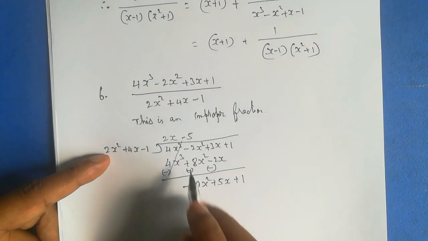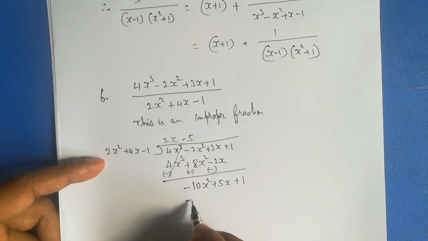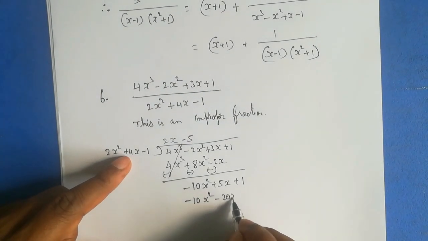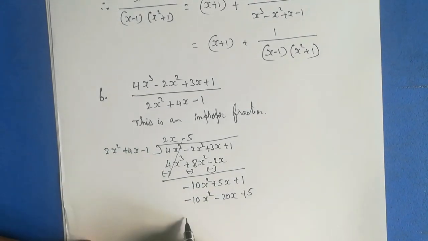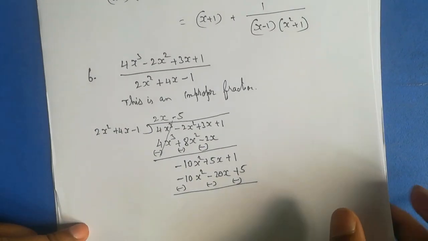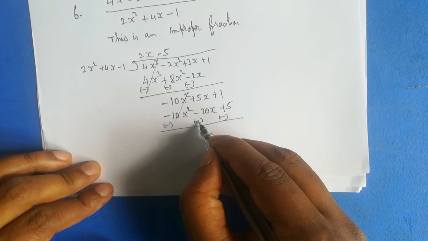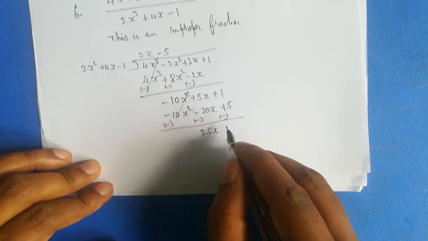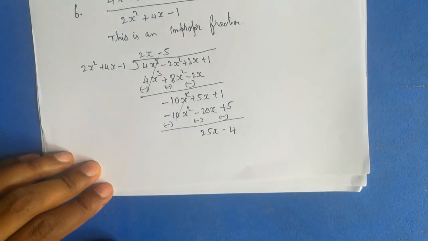x², x². So we'll multiply by minus 5 throughout. Minus 5 into 2, minus 10x². Minus 5 4s are 20x, minus into minus is plus 5. Multiply by minus sign throughout. Now both terms are same, it will get cancelled. Minus into minus is plus, so 25x, plus into minus is minus, so this is minus 4.